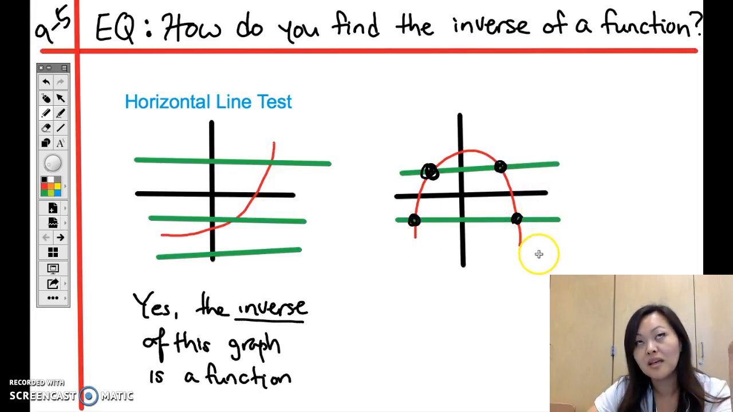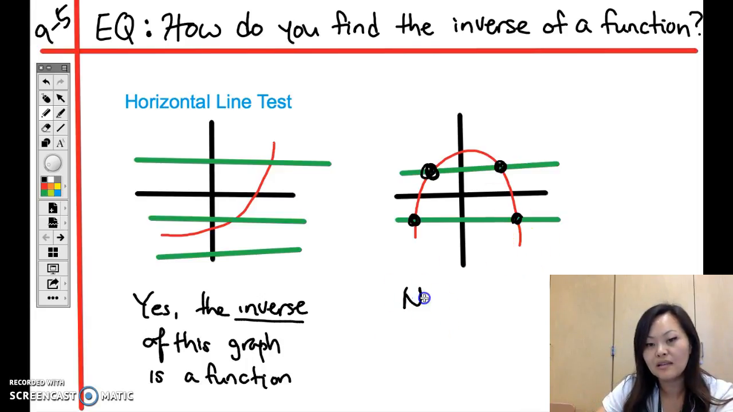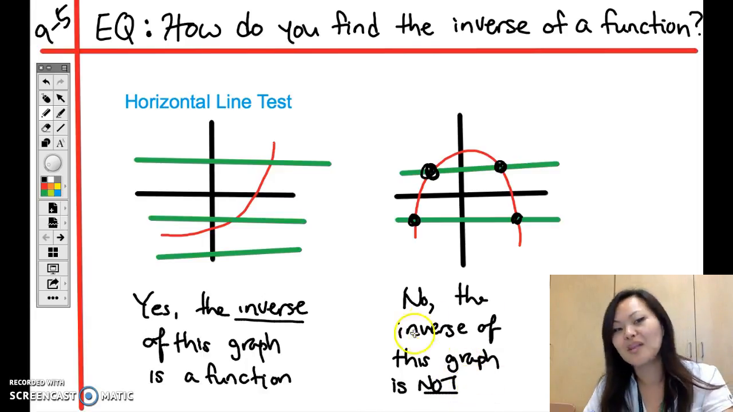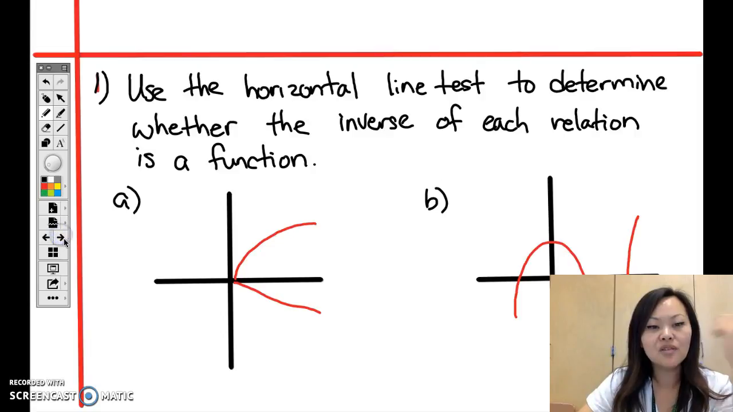So if you have more than 1 spot touching the horizontal line, then you know that the inverse of this graph is not a function, okay? I don't have space to write a function. So let's move on to our question.